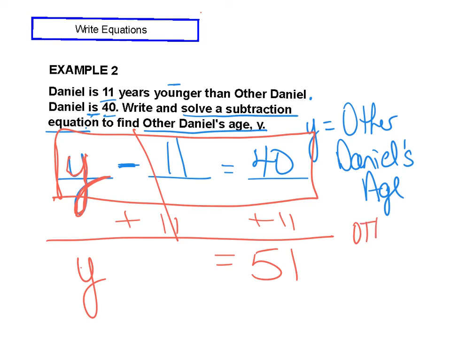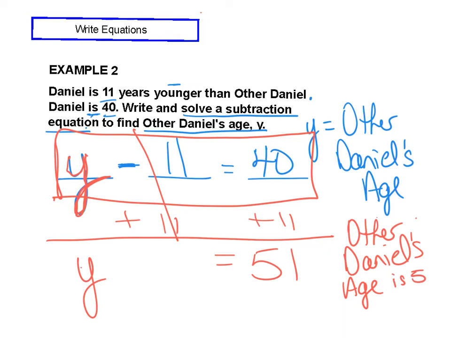Let's write that sentence. Other Daniel's age is 50. What did I write? Oh, wow. That's bad. Okay. Let's write his name correctly. That's not his real name. Other Daniel is Daniel Q. But I like saying other Daniel. Sorry, Daniel. Other Daniel's age is 51 years old.